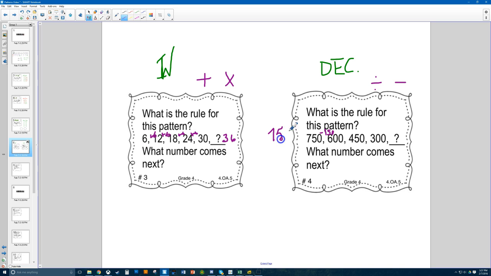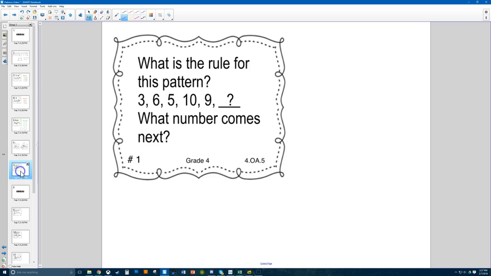Well, I literally took 750. I subtracted 600 just to see, and I got 150. And I know that 600 minus 150 gives you 450, and 450 minus 150 gives you 300. So my rule is minus 150, and my last number must be 150, because 300 minus 150 equals 150.